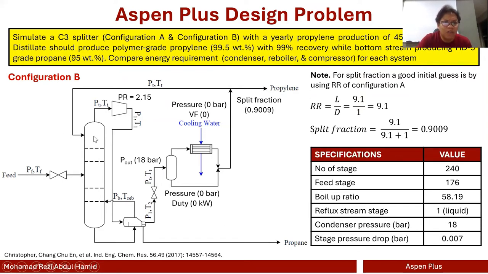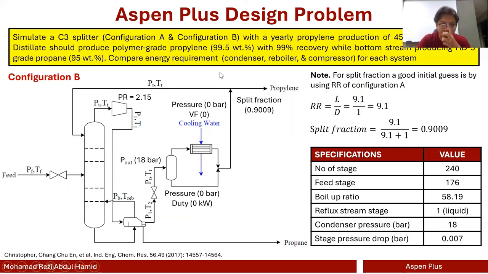In this case, we have a compressor here with a pressure ratio of 2.15, and then we have a reboiler here. We have a valve here reducing the pressure to 18 bar, and then a vapor-liquid separator with no pressure drop and no heat duty. Cooling water is used to condense the remainder of the vapor. My specification was no pressure drop and vapor fraction equal to zero, meaning all of it is in the liquid phase. And then they are mixed. So we have a mixer here, and then a splitter to simulate the reflux.